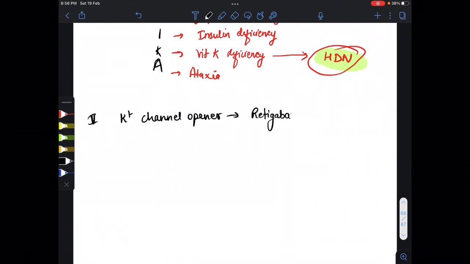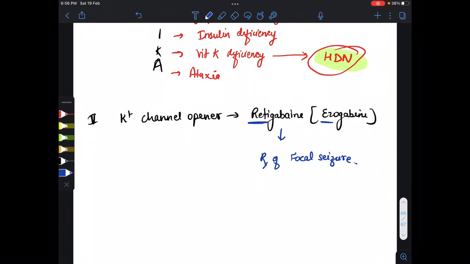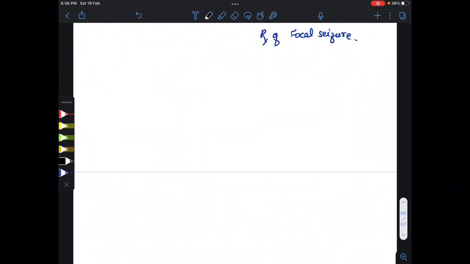retigabine, or we can say ezogabine. I remember it like "reti and easy" - retigabine. So this is the treatment of choice for focal seizure. It is a treatment of focal seizure, and there are some other drugs. We also have some other drugs except these drugs.